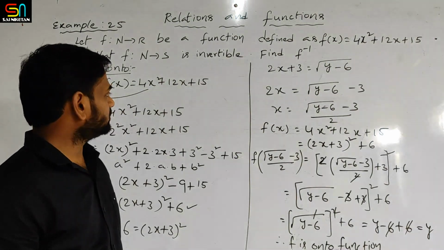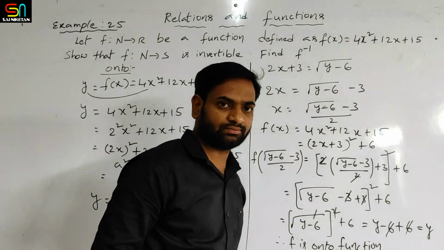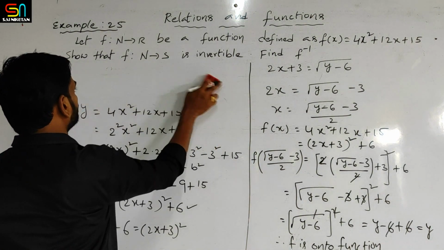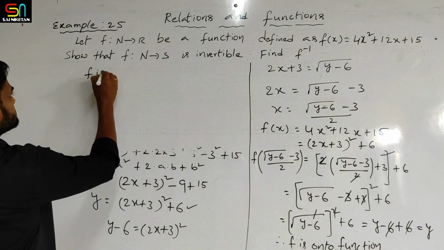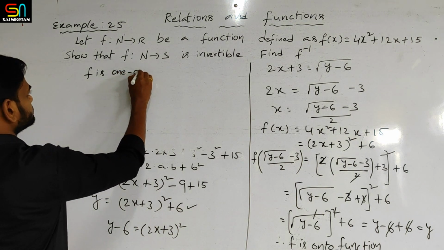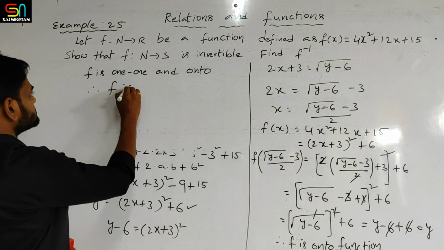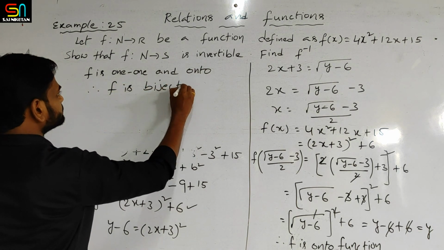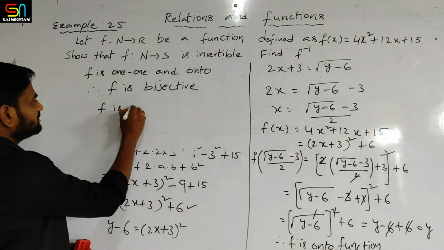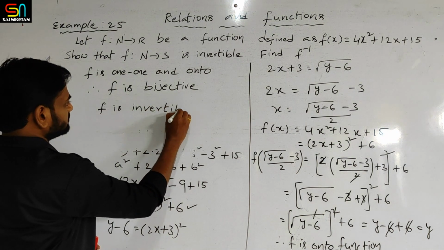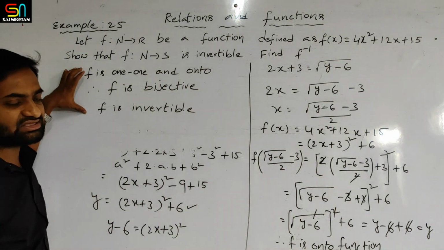Now see here. Previously you got that f is one-one. Now f is onto. Now f is both, what can you write here? f is one-one and onto. Therefore, f is bijective. When f is bijective, f is invertible. F is invertible. These sentences you have to write compulsorily in the exam.